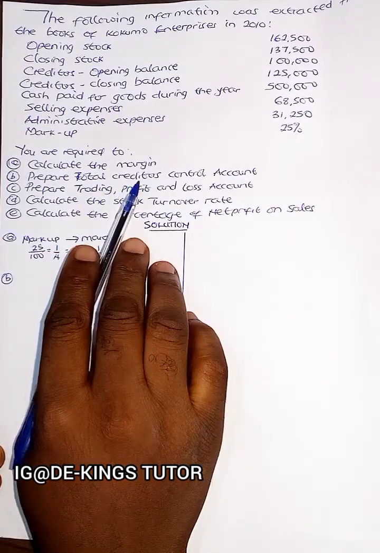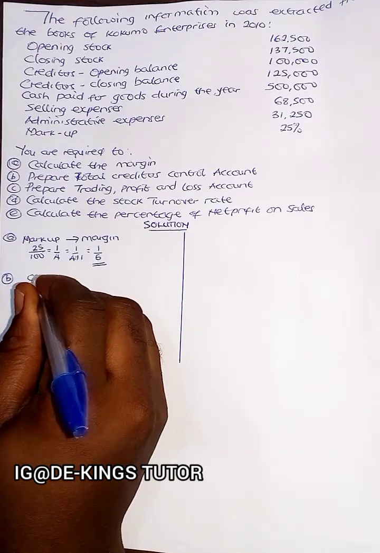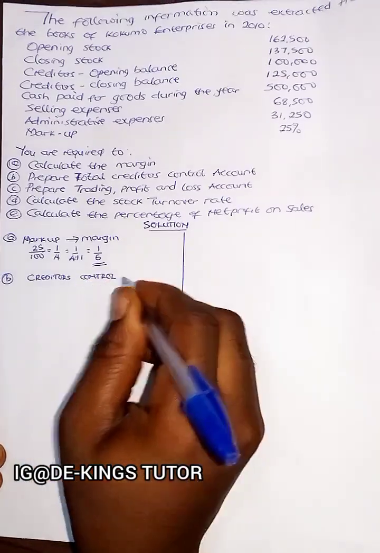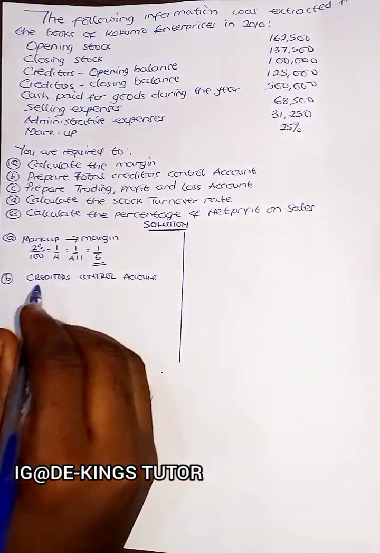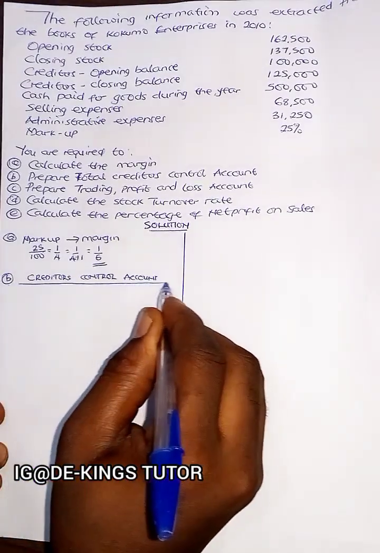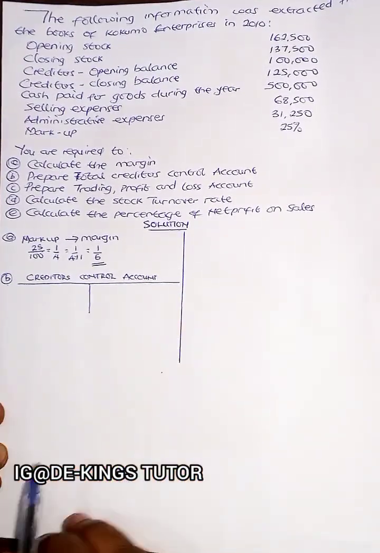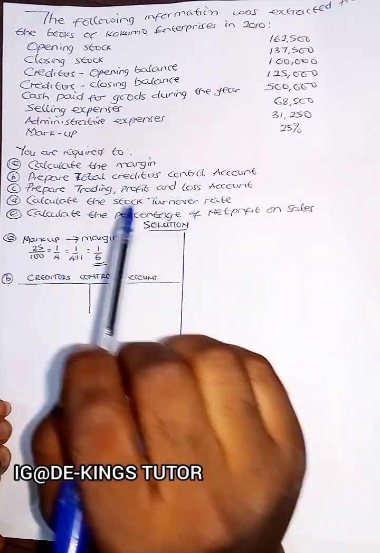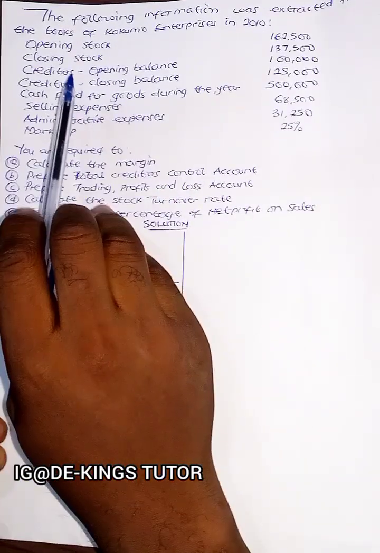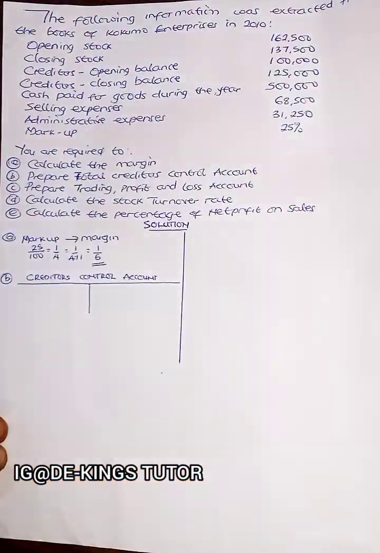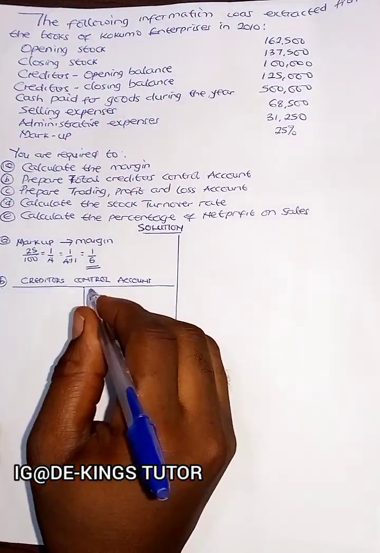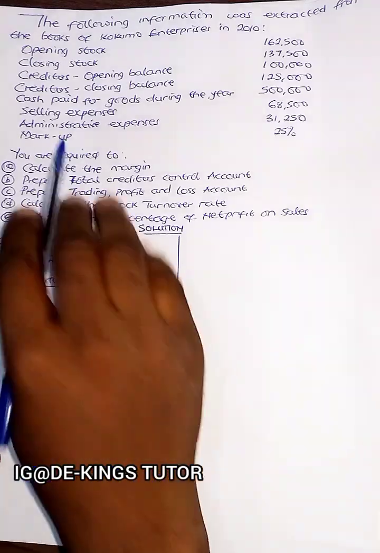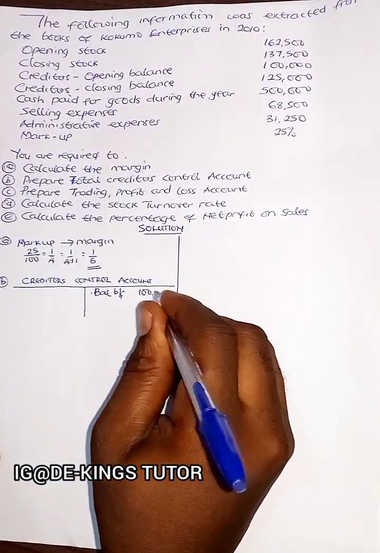Okay, now I want to prepare the total creditors control account from this. So we have the creditors control account. Okay, so we're going to post only items that concern the creditors control account. If you want to see more, check the playlist on control account, you'll see the format. So we have opening balance 100,000. Our creditors have a credit balance, so it will be on the credit side. Okay, so we'll have the balance brought forward. How much is it? 100,000.